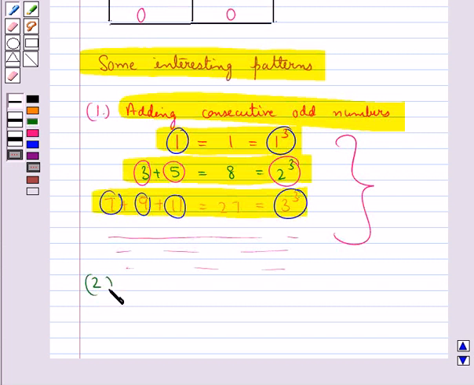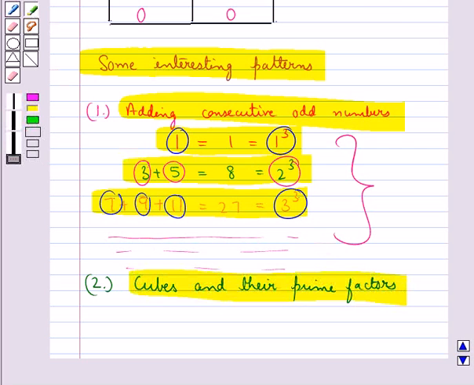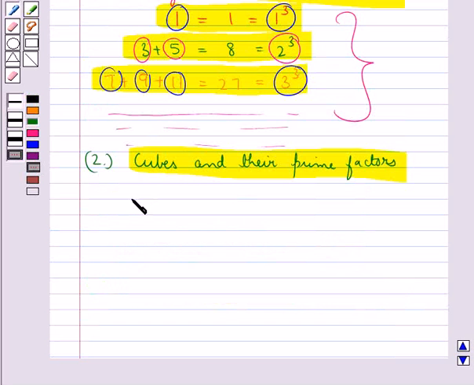Next we discuss cubes and their prime factors. Consider the number 4. Its prime factorization is given as 2 into 2. Now consider cube of 4, which is equal to 64. Its prime factorization is given as 2 into 2 into 2 into 2 into 2 into 2. That is, we have multiplied the prime factor 2 by itself 6 times.